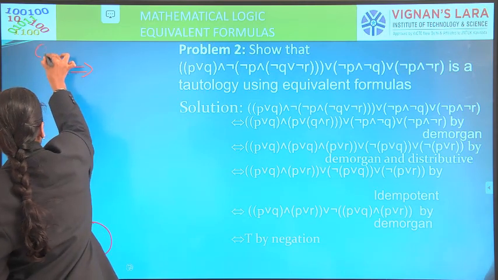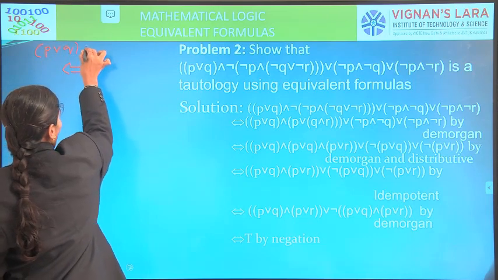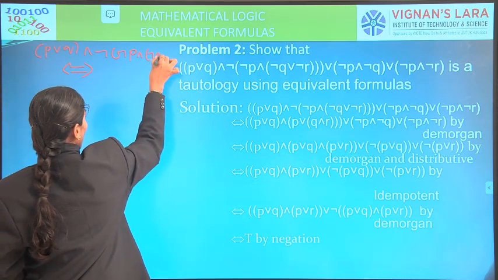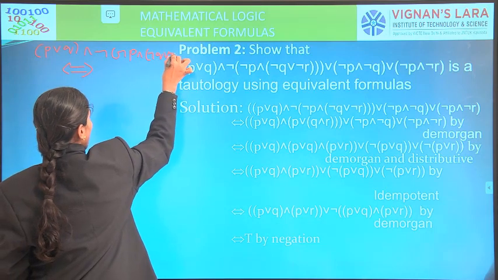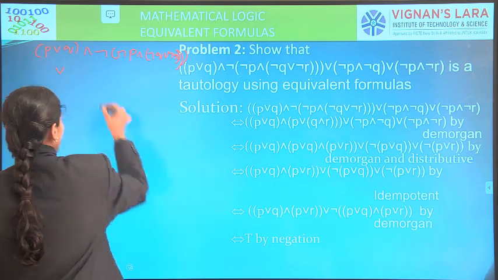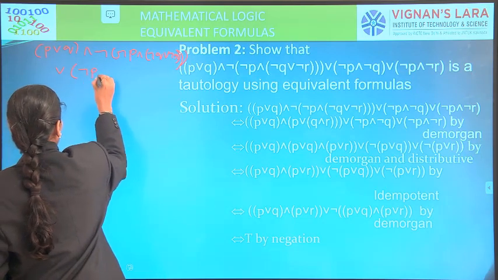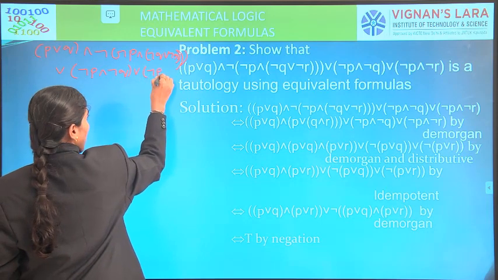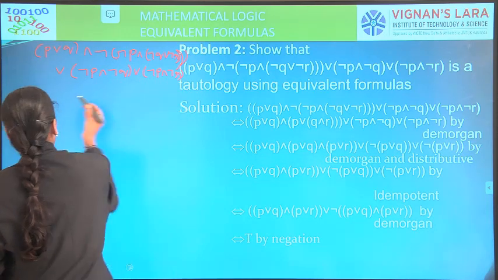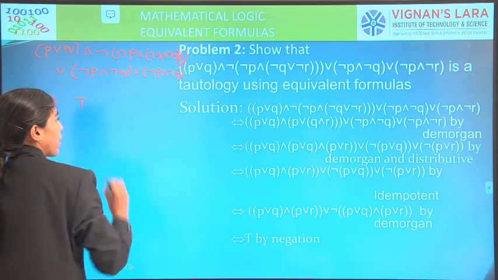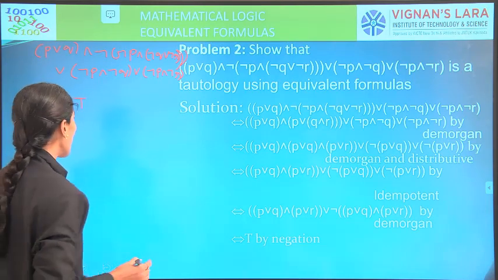So, we can write it as PRQ and the negation of negation P and negation Q or negation R, negation P and negation Q or negation P and negation R. Finally, it is equivalent to T by using the equivalent formulas.